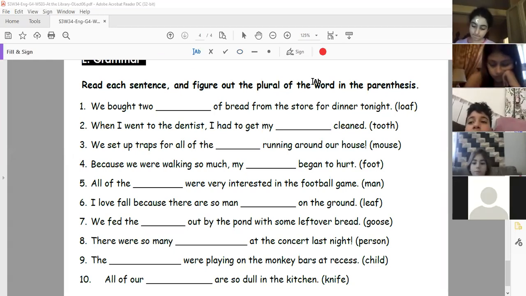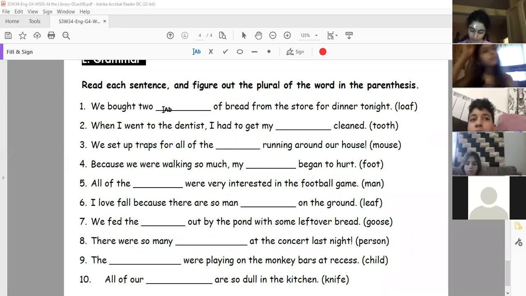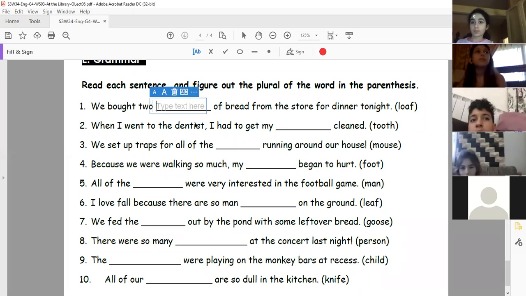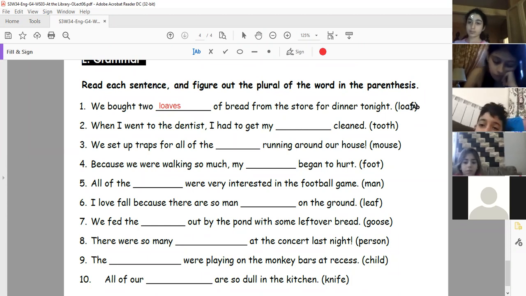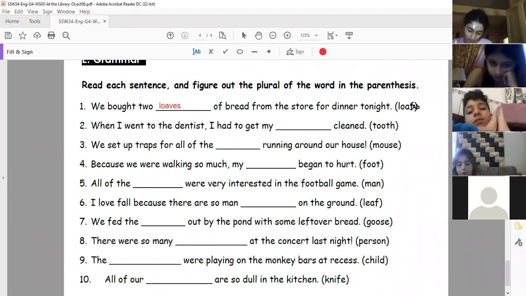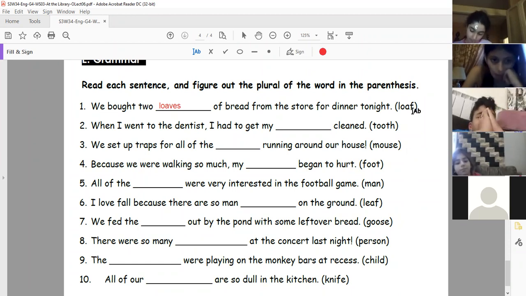Grammar. Mahdi, yalla Mahdi, we bought 2 what of bread from the store? He just left. Okay, other than Mahdi, I have Mariam, yalla Mariam. We bought 2 of bread from the store for dinner tonight. We bought 2 loaves of bread. How do I write it? No, when the word ends with F or FE, it becomes VES. Like knife, knives, leaf, leaves, life, lives.